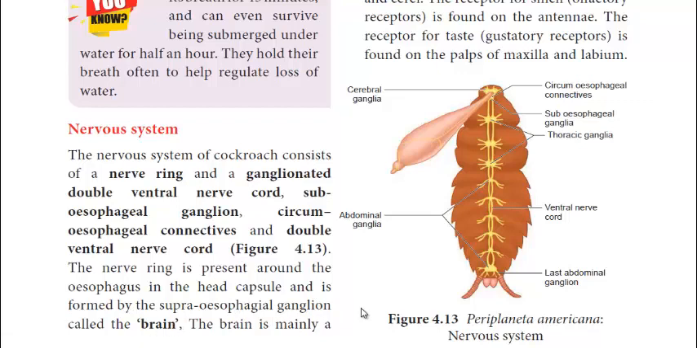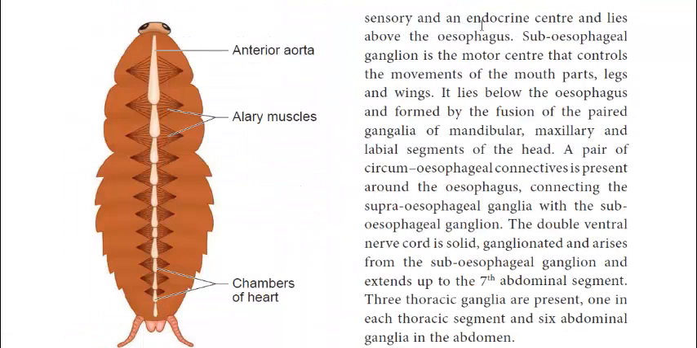The brain is mainly a sensory and endocrine center and lies above the esophagus. Subesophageal ganglion is a motor center that controls the movement of the mouth parts, legs and wings. It lies below the esophagus and is formed by the fusion of paired ganglia of mandibular, maxillary and labial segments. Mouth part control is because of the subesophageal ganglion.